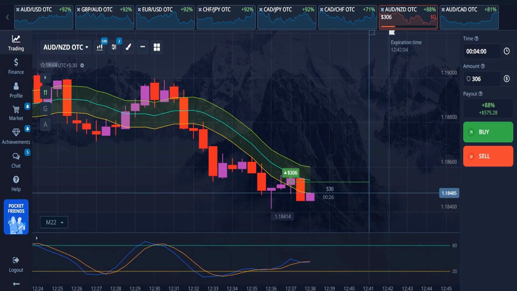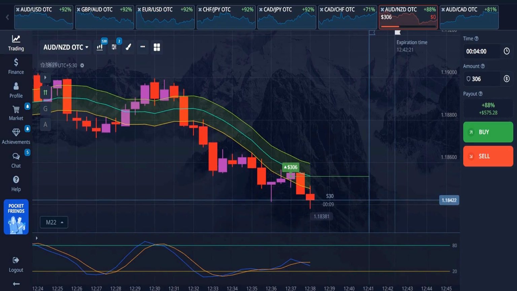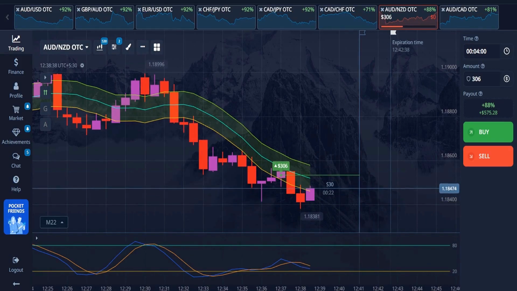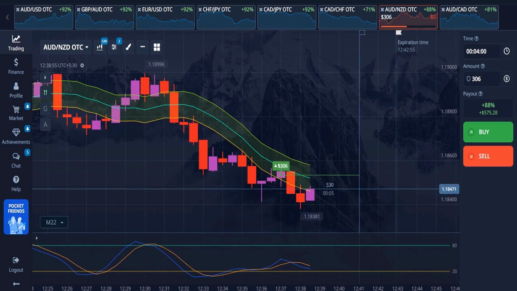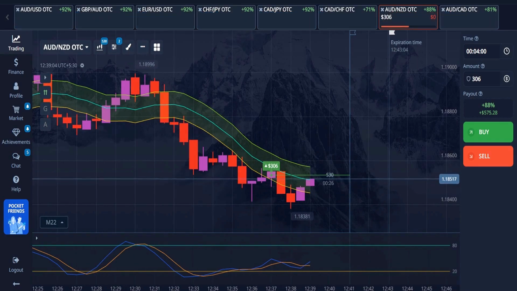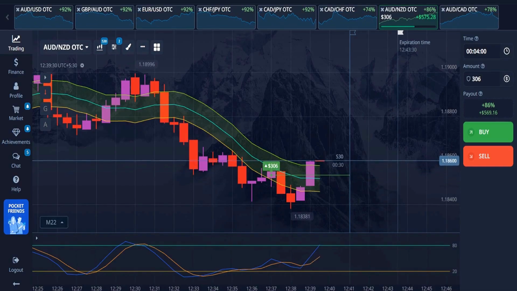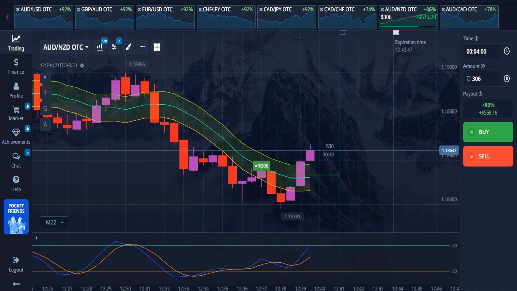Next, we look at the stochastic oscillator. Notice how the blue and orange lines have crossed each other at the bottom of the range, near the 20 level. This signals potential upward momentum, but we don't rush. We wait for confirmation. And right here, we got a bullish candle forming just after the stochastic crossover. That's our go-ahead signal for a buy trade. With all three confirmations, I confidently entered a buy trade with a 4-minute expiry.